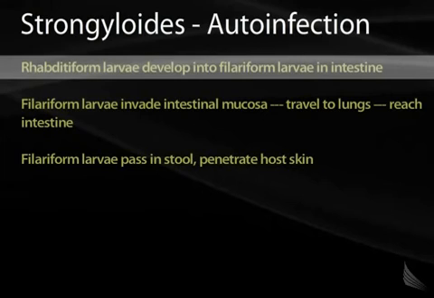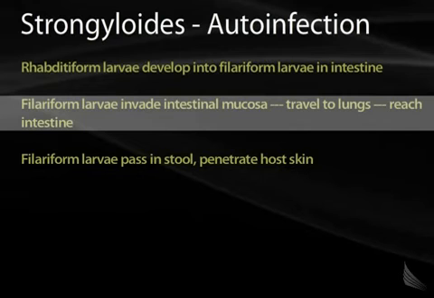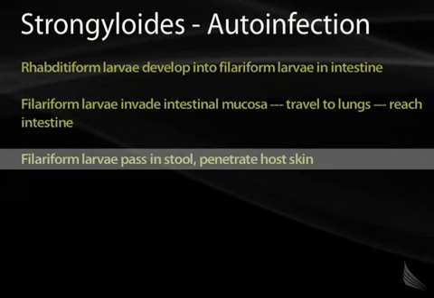Autoinfection is where the rhabditiform larvae develop into filariform larvae in our intestine. Then, they can invade the intestinal mucosa, travel to the lungs, and reach the intestine that way. Filariform larvae are passed in the stool, and they penetrate the host skin.